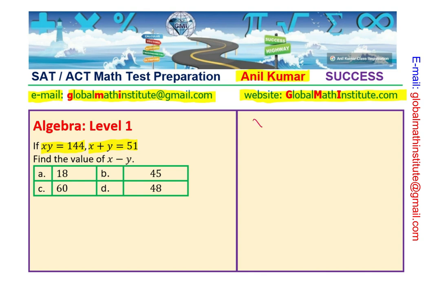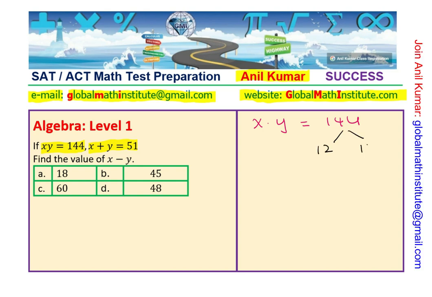So try to understand when we want product of two numbers as 144, what could these numbers be? So these numbers could be like 12 times 12, right? Makes sense, right? Or we could also have 12 is like 3 times 4, right? So now, what you see here is that we are also looking for the sum of two numbers as 51, right? So we want x plus y equals to 51.